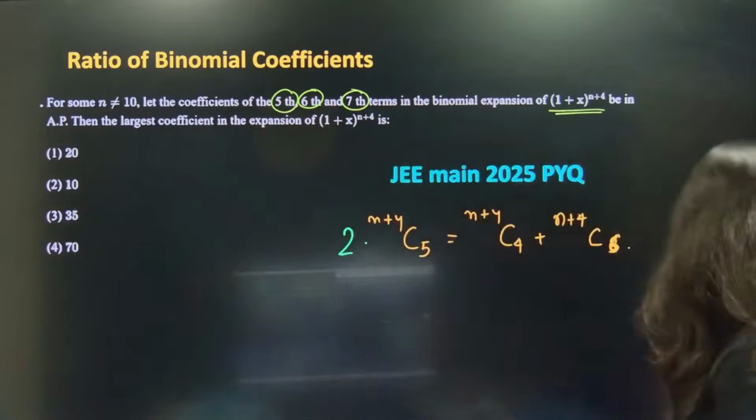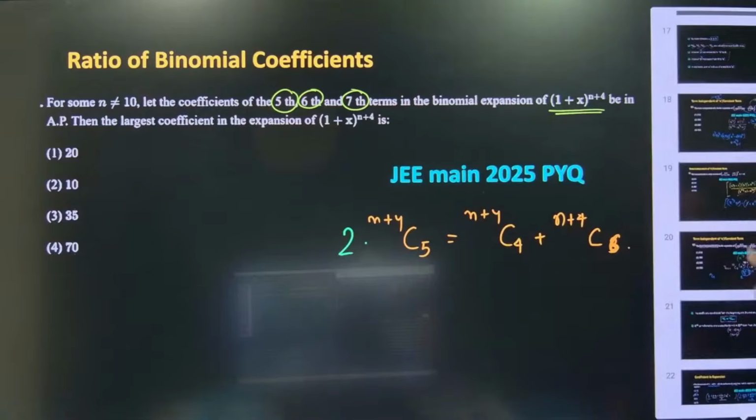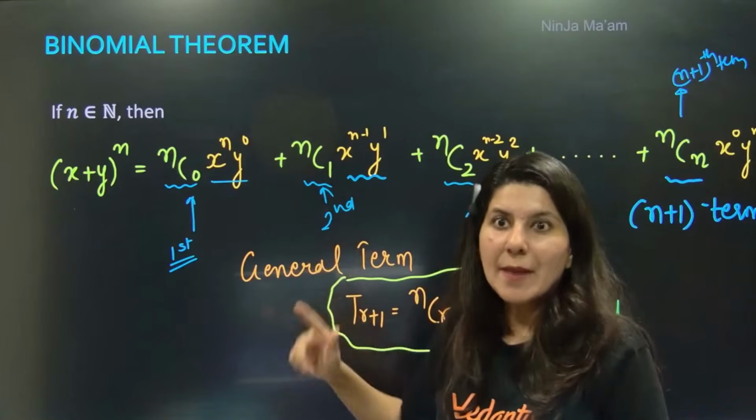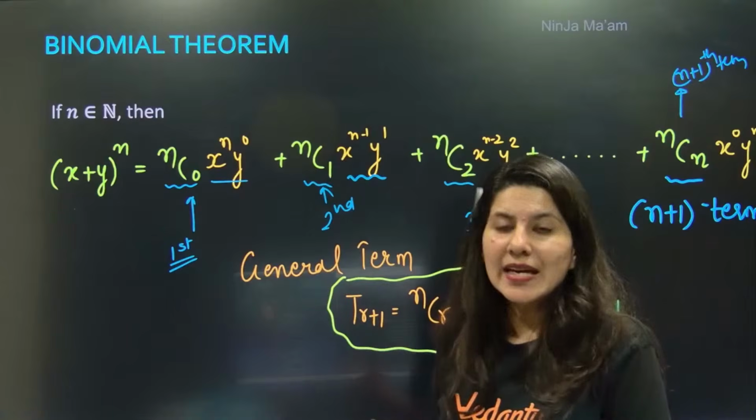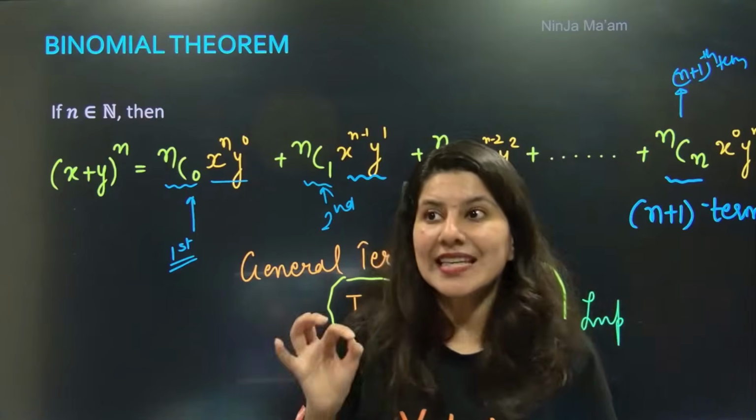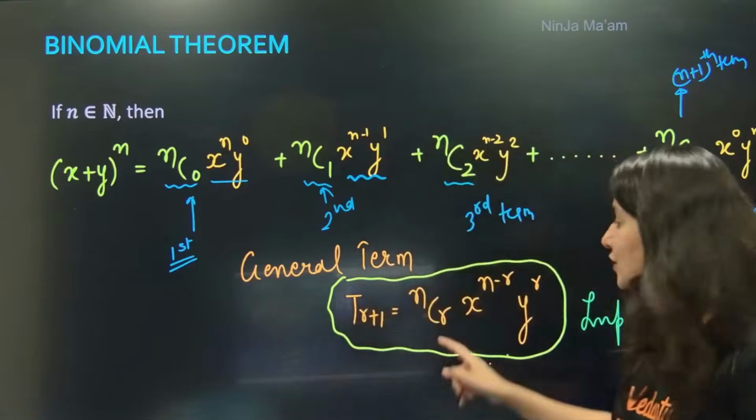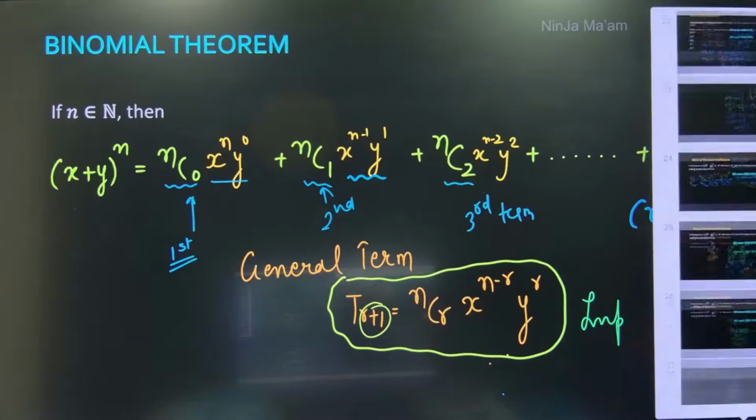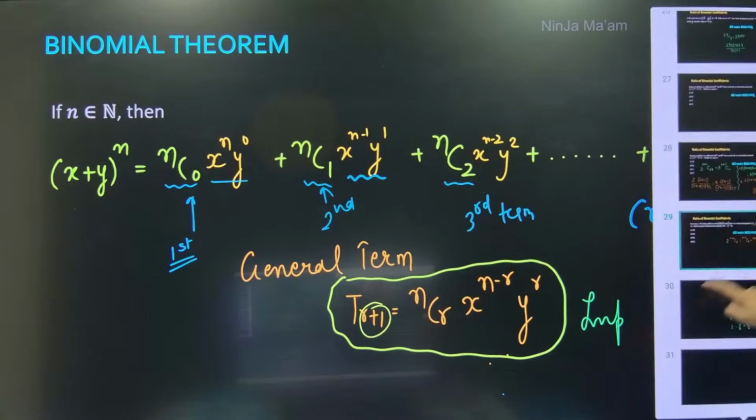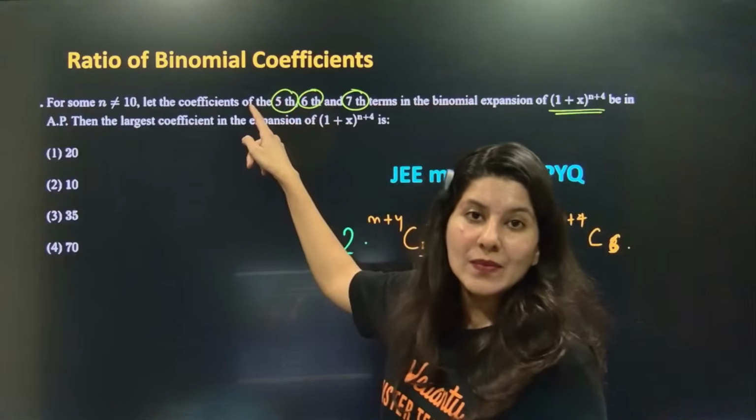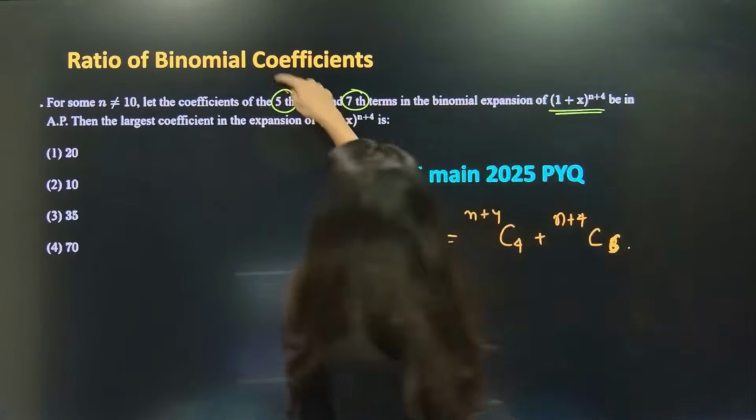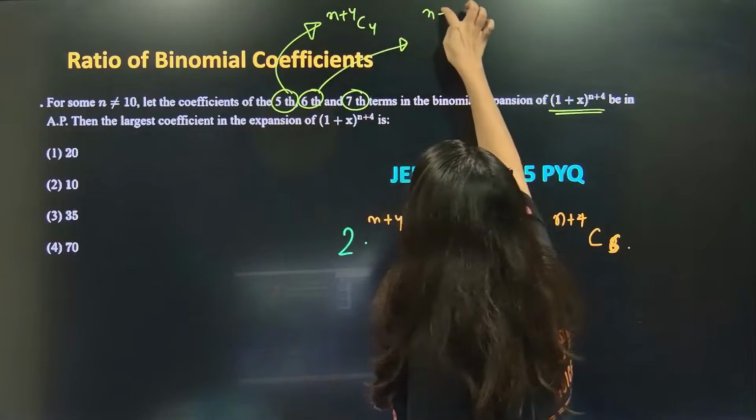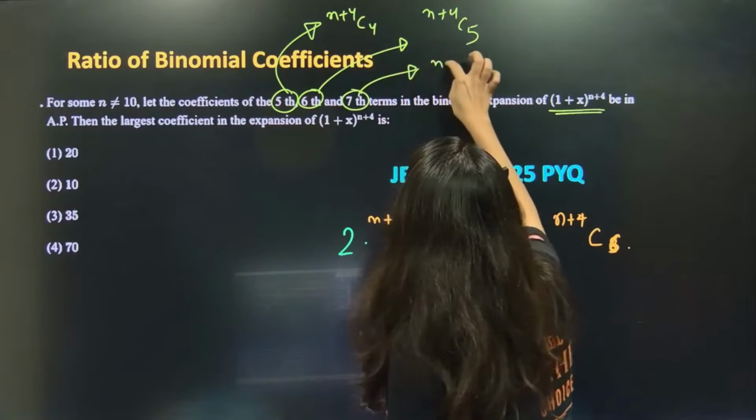Now tell me, what is the coefficient of the 2nd term? nC1. What is the coefficient of the 3rd term? nC2. Please paste this in your brain, very, very important. What is the coefficient of the (r+1)th term? nCr. So if they are asking for the coefficient of the 5th term, it is nC4. What is n over here? n + 4. So (n+4)C4. Coefficient of the 6th term is (n+4)C5. Coefficient of the 7th term is (n+4)C6.